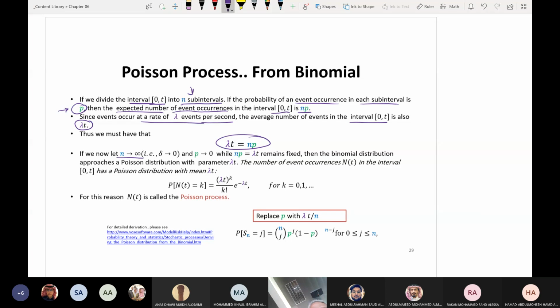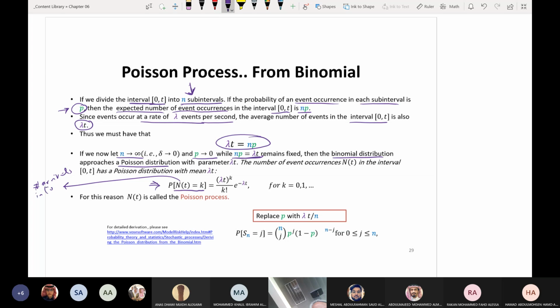Now, as n goes to infinity, which means the number of subintervals becomes smaller and smaller, p goes to 0. The probability that an event happens becomes very small because the subinterval becomes small. However, by maintaining this rate of arrival the same, the binomial distribution approaches the Poisson distribution, which gives you the probability of the number of arrivals within 0 to capital T.